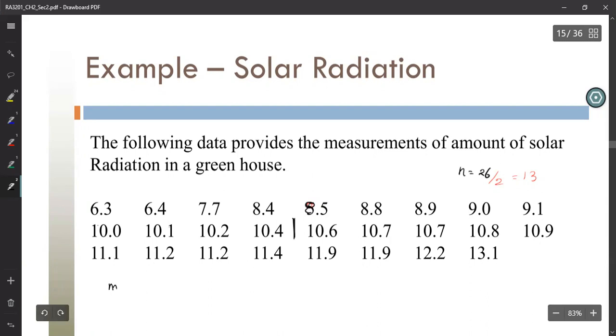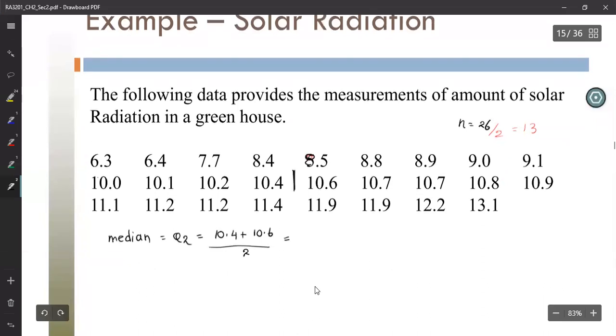So what is the median? Or Q2, second quartile. Have to average the middle two observations. So 10.4 plus 10.6 divided by 2. Okay, so what do you get? 21 divided by 2, 10.5. So 10.5 is the median.